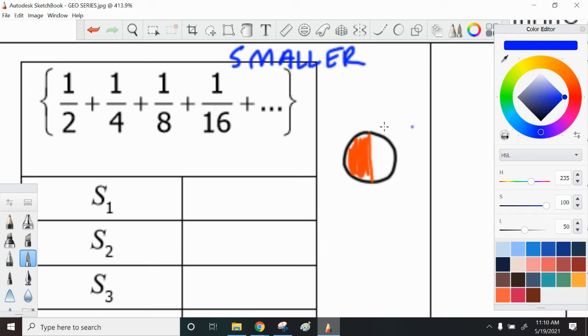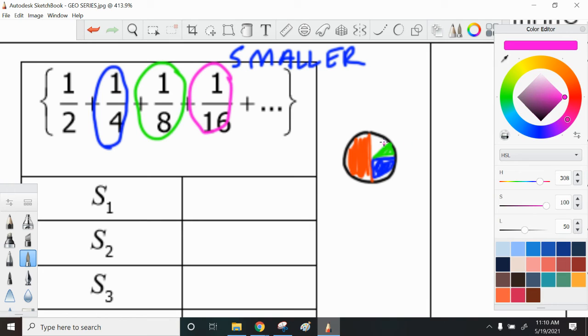And then next up, we're going to go to 1/4, and we're going to add a fourth of the pizza to that. And then next up, we're going to add 1/8, so let's add 1/8 of the pizza to that. And then next up, let's add 1/16. So let's add 1/16 of the pizza to that. And then next up, let's add 1/32. So let's add 1/32 to that.